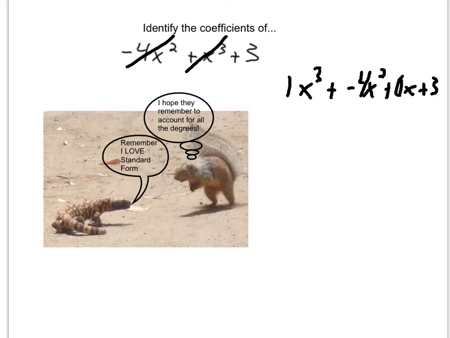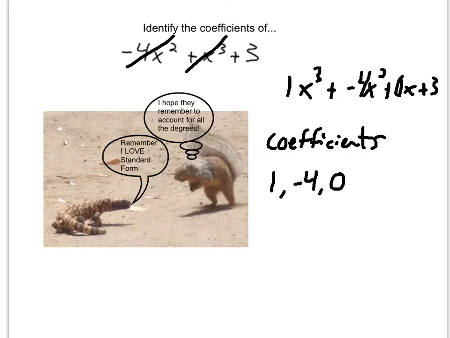It says identify the coefficients. So my coefficients in this case are 1, and that's the leading coefficient, negative 4, 0, and 3. And so we had to account for this one, the 0, to account for all the degrees. So there's our coefficients.